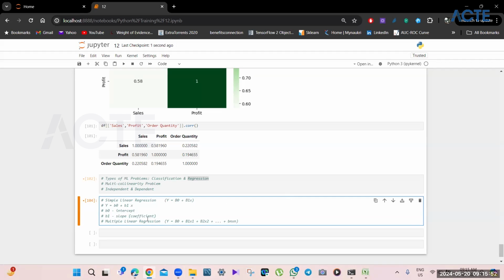So what is a coefficient? Let me give you an example. We can think of a coefficient as the importance of a factor. Let's say you want to travel by flight from, let's say, Chennai to some other place, right?